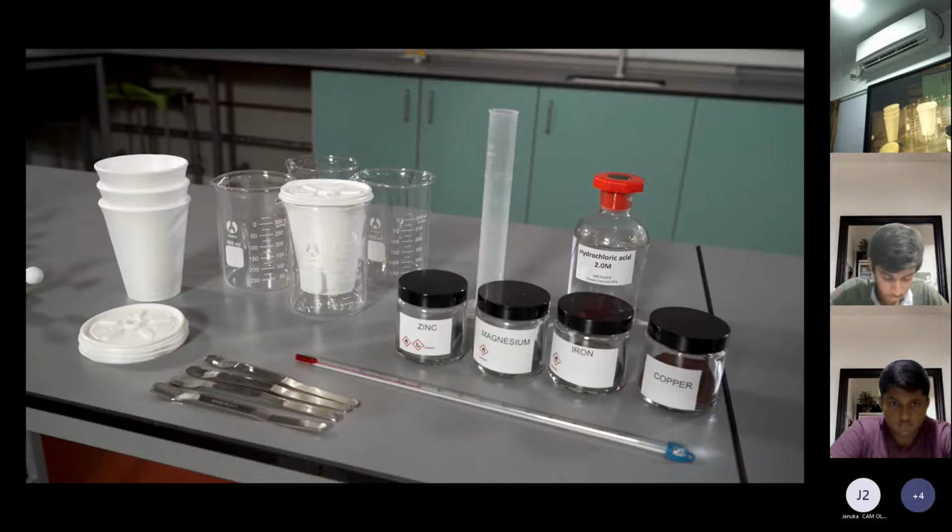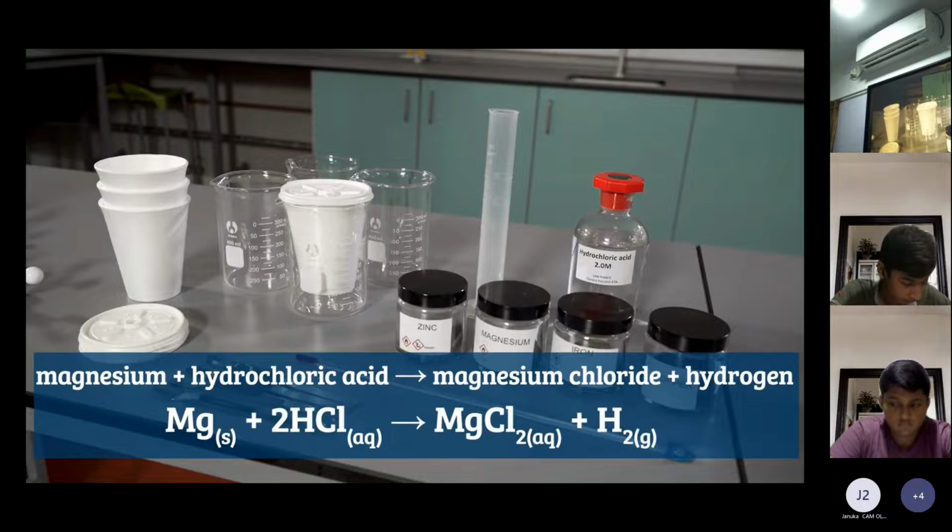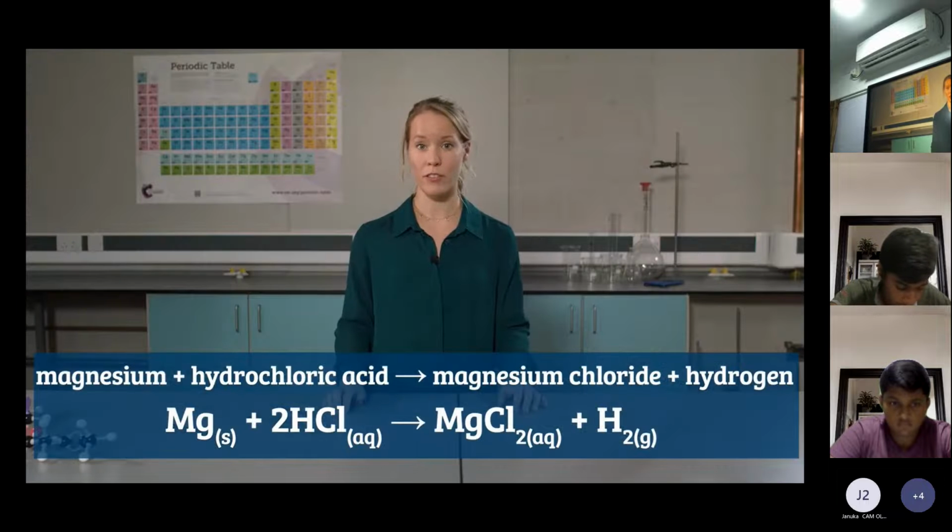Now let's look at the word and balanced symbol equations for these reactions. Can you write the balanced symbol equations for magnesium, iron, and zinc with hydrochloric acid to make the chloride salt and hydrogen? We didn't write an equation for the reaction of copper with hydrochloric acid because there was no reaction. Check out the additional resources in this video to explore the reactions of metals and acids further.